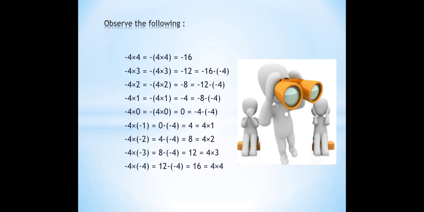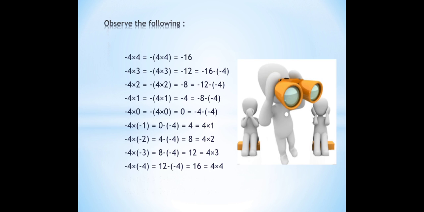Now let's come to the third step. Minus 4 into 2 is equal to minus 8, which is equal to minus 12, the result of the previous step, minus minus 4. Then minus 4 into 1 is equal to minus 4, which can be written as minus 8 minus minus 4. Minus 8 is taken from the result of the previous step. Similarly, minus 4 into 0 is 0, which is equal to minus 4 minus minus 4. So following this step, we can do the next steps.